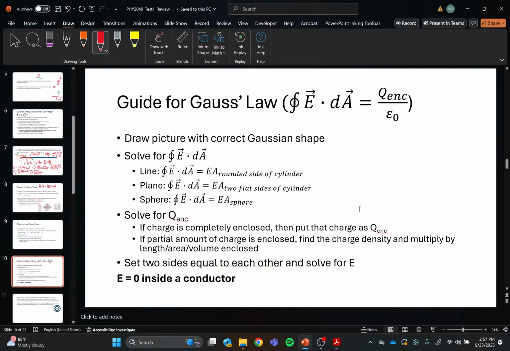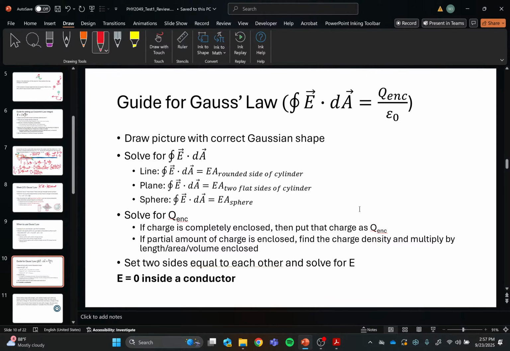All right, solve for Q enclosed. How do you do that? If you got all the charge or none of it, easy. If you have some of it, we're going to do that charge density trick, and we've done that before. Set the two sides equal to each other and solve for E. And I've added a line to this. I told you it would show up again.